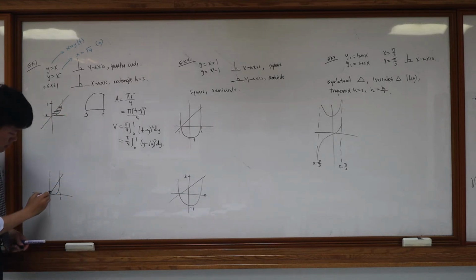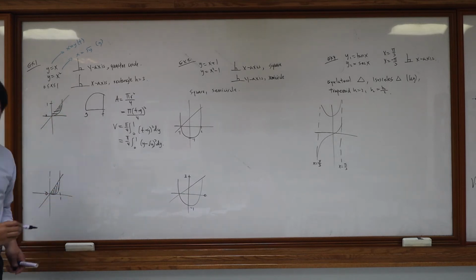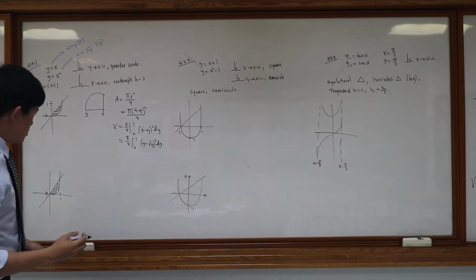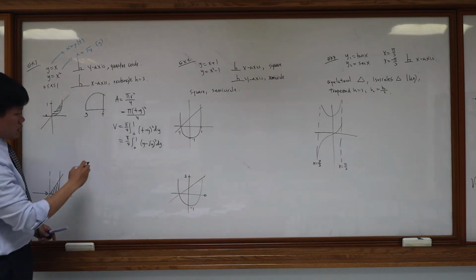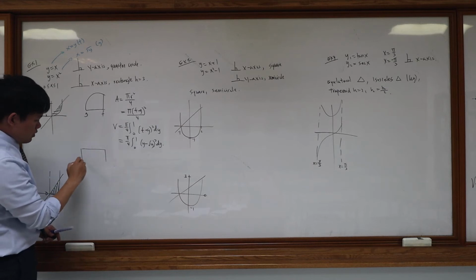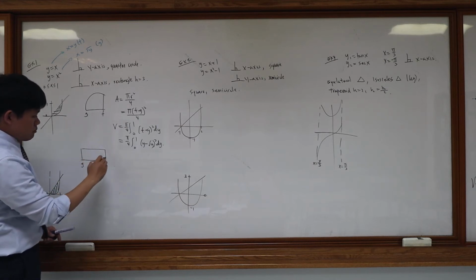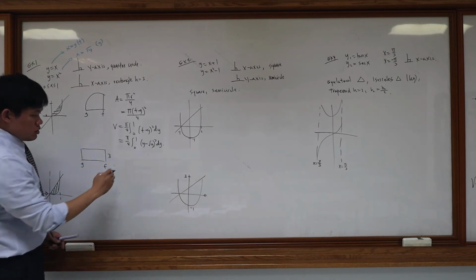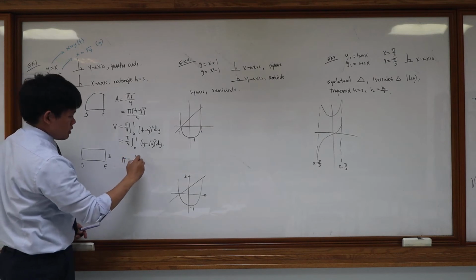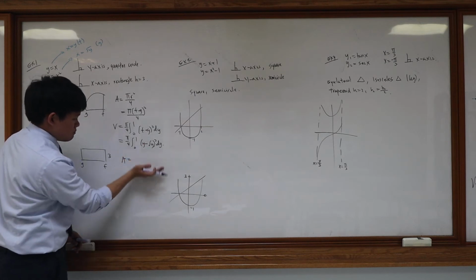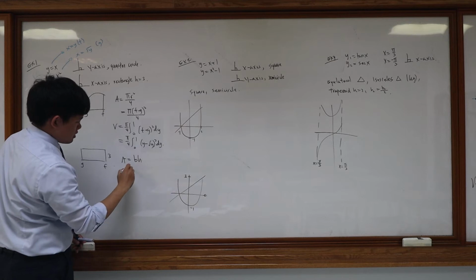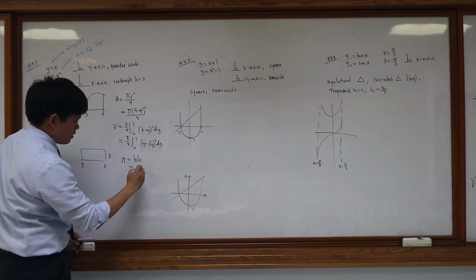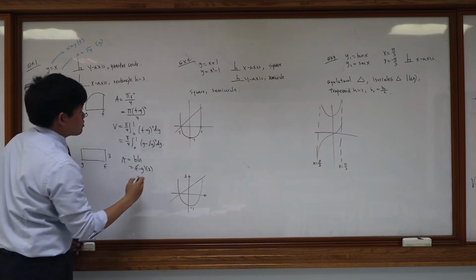Now, for the second one, we have my cross sections are perpendicular to my x-axis. That means it's going to look like this. So I'm integrating with respect to x. So in this case, we have rectangle of height 3. So let's draw a diagram. F minus g, that's my base, and my height is equal to 3. So my area is equal to base times height. So that means my base is f minus g. My height here is equal to 3.